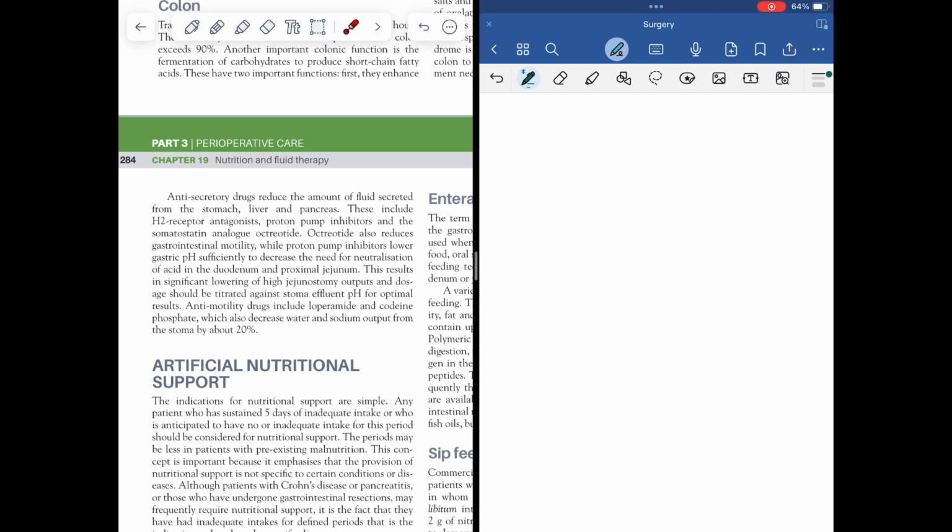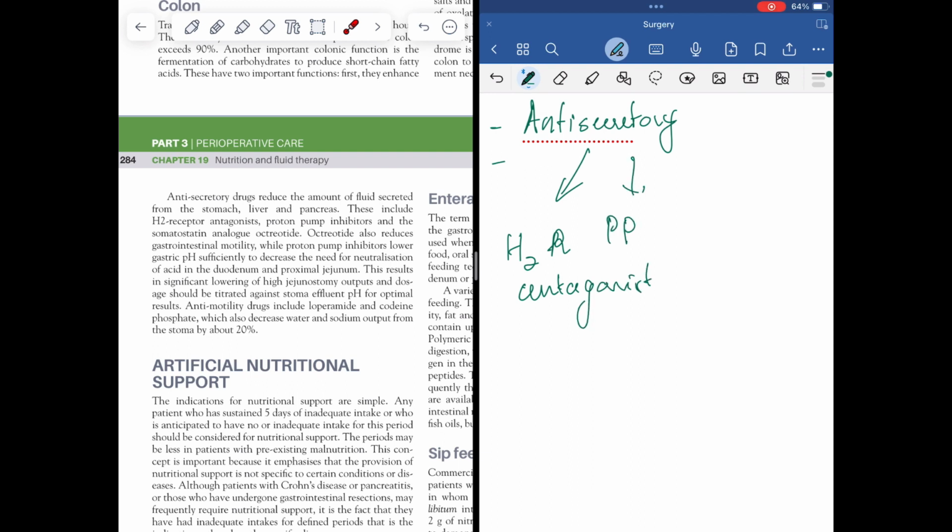So the treatment is to give a low carbohydrate diet, and we can give anti-secretory drugs, so we can reduce the amount of fluid secreted from the stomach, liver, and pancreas. This will include the H2 receptor antagonist, proton pump inhibitors, and the somatostatin analog octreotide. Octreotide will reduce the gastric motility, proton pump inhibitors will lower the gastric pH. So that is its function.